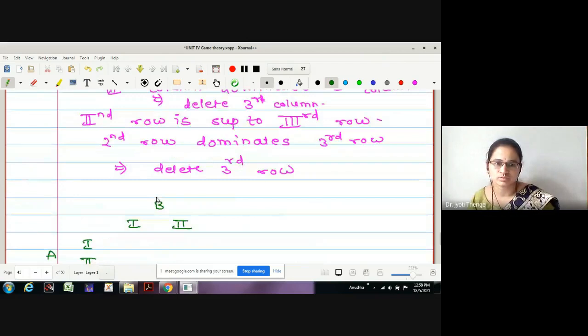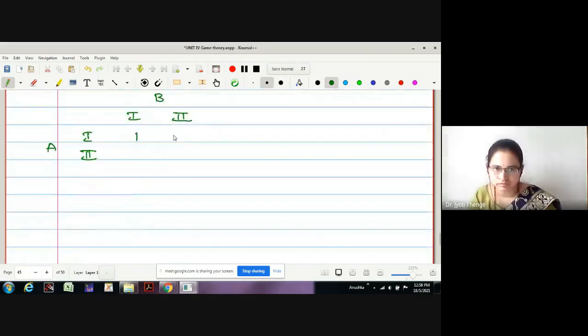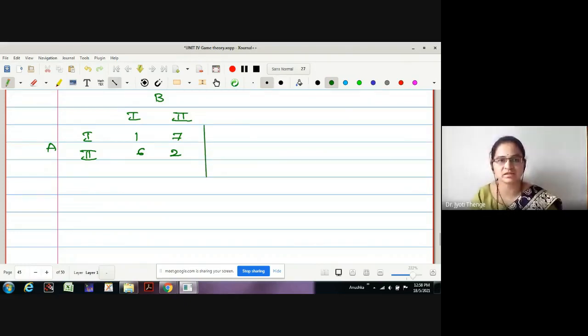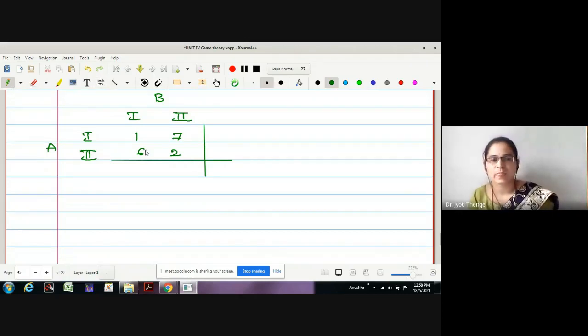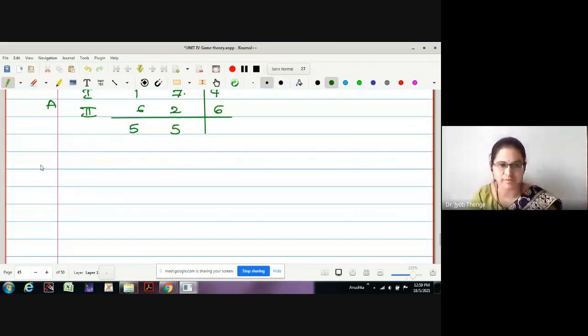1, 7, 6. Now it is 2 by 2. Let us solve by the arithmetic method. We'll find the difference. First row: 1 minus 7, minus 6. Neglecting negative, this is 6. For the second row: 6 minus 2, 4. Here I am going to write 1 minus 6, minus 5. Neglecting negative, this is plus 5. 7 minus 2, this is also plus 5. And what are the optimal strategies of player A?